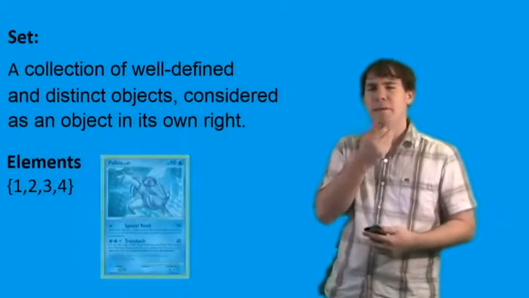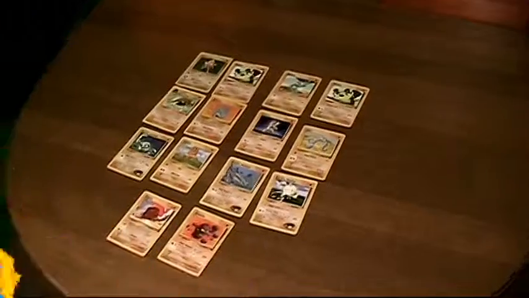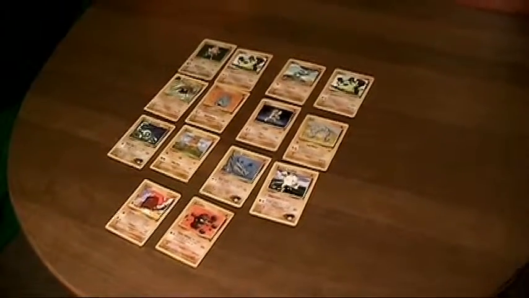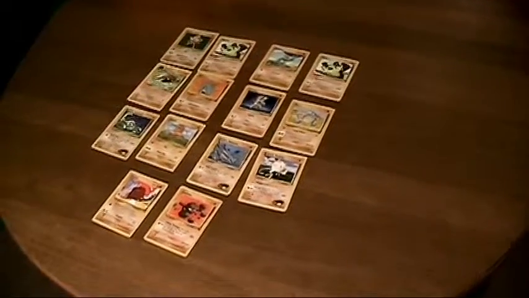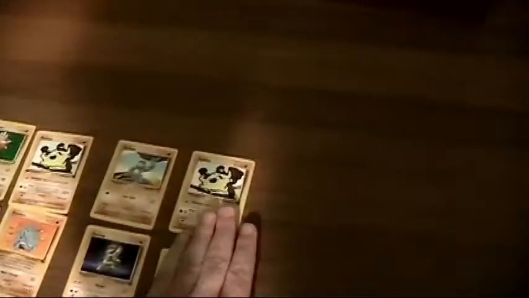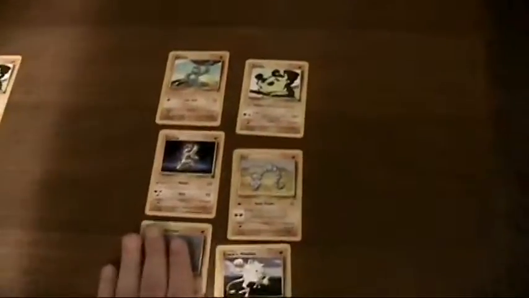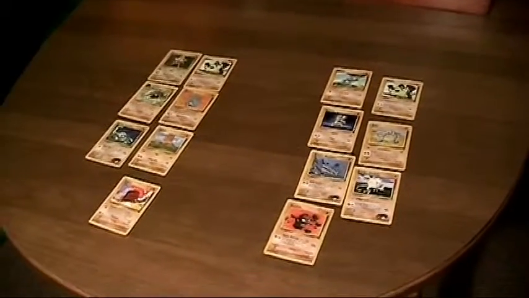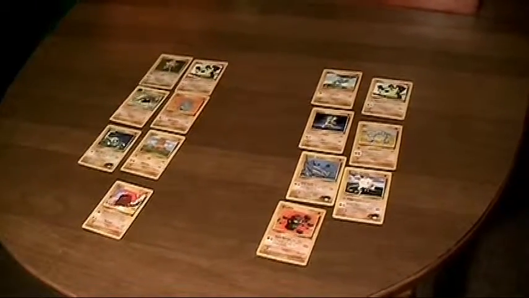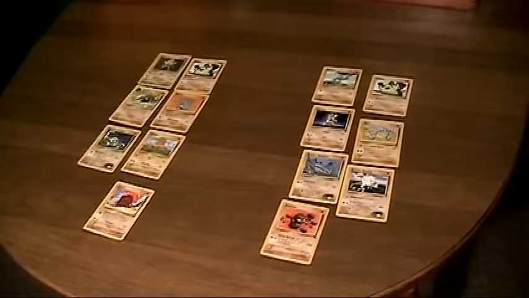So, let's think about Pokemon cards. Here we have a set of Pokemon cards. In card games, one set is considered your hand. In Pokemon, your hand is considered 7 Pokemon cards. Now we have 2 sets, which each contain 7 elements, or 7 Pokemon cards.